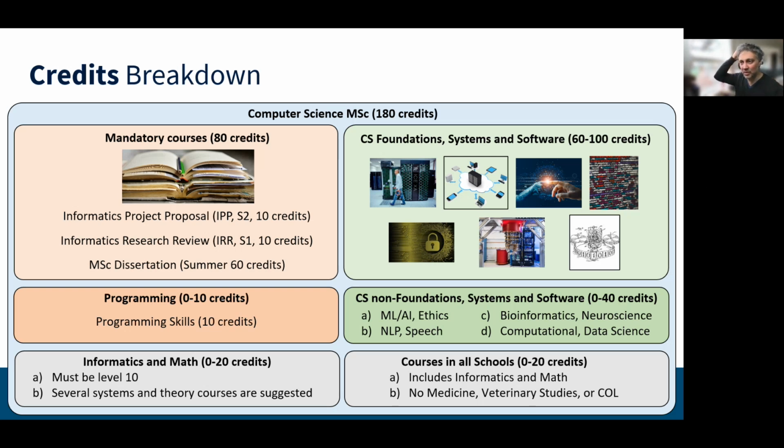Okay, then there are these programming courses that can give you from 0 to 10 credits, the CS non-foundational and system software courses between 0 and 40 credits, the informatics and math courses between 0 and 20 credits, and the courses in all other schools between 0 and 20 credits. Okay, so let's go to the next slide.